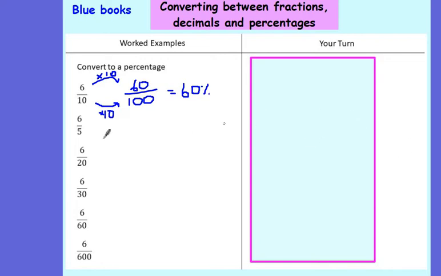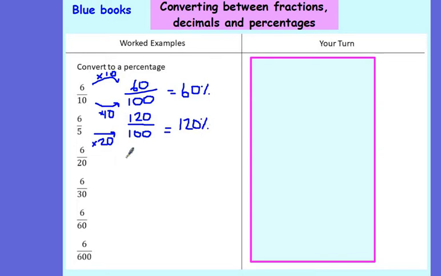The next one, I've got 6 out of 5. Again, I want to make that out of 100. To do this, I need to multiply top and bottom by 20 this time. So I get 120 out of 100. Doesn't matter that 120 is bigger than 100. That just means it's 120%.